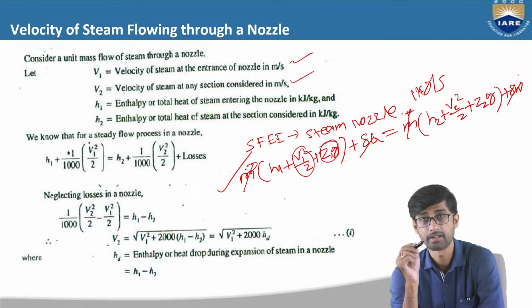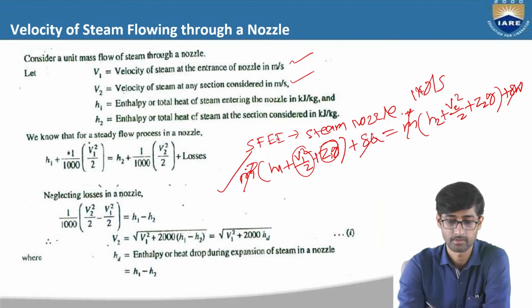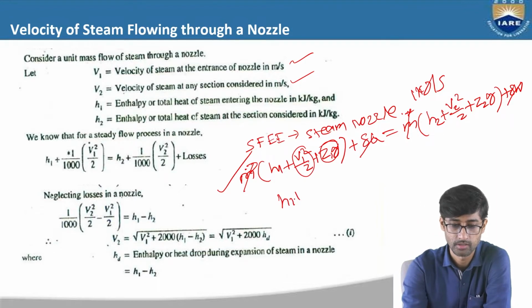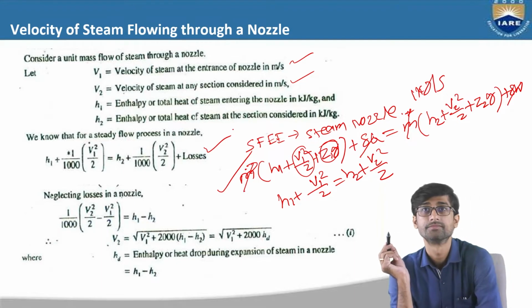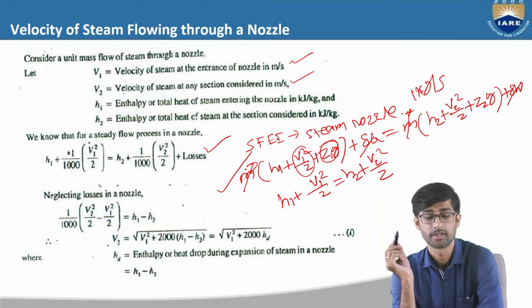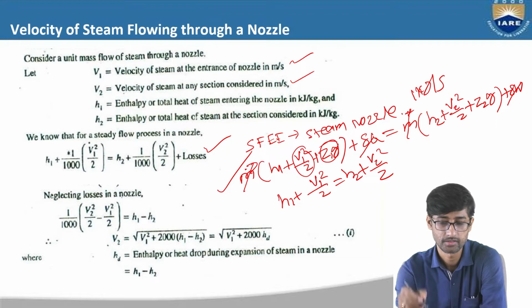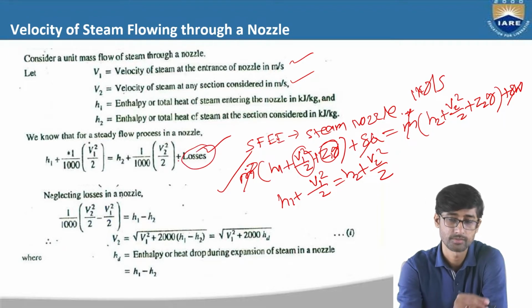By neglecting the kinetic energy, potential energy, heat transfer and work transfer, the final equation becomes h1 plus V1 square by 2 is equal to h2 plus V2 square by 2. So this is what is written here, the energy balance equation. By neglecting the losses, definitely there will be a loss, but this loss part will be neglected.